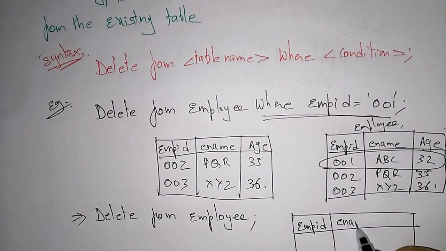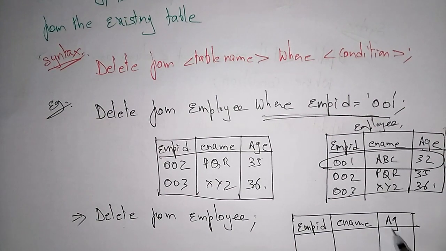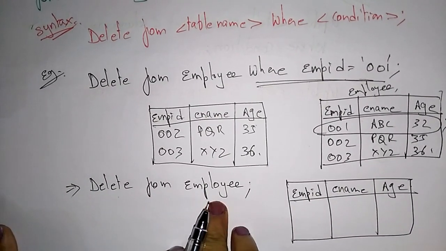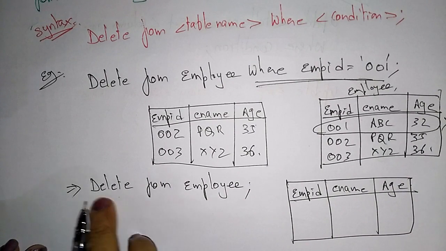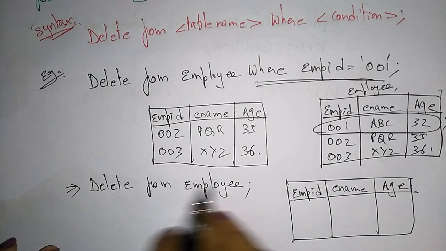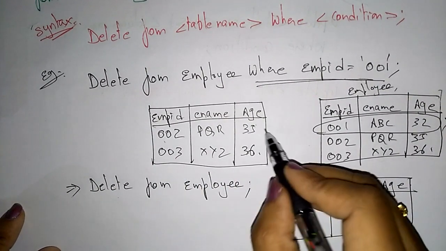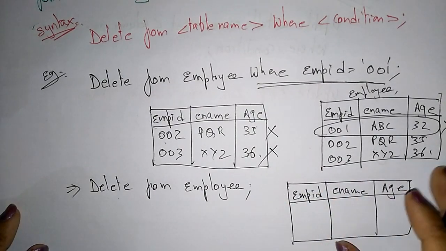Now the table becomes like this, without values, because I wrote the SQL query as delete from employee, which deletes all the rows present in the employee table.